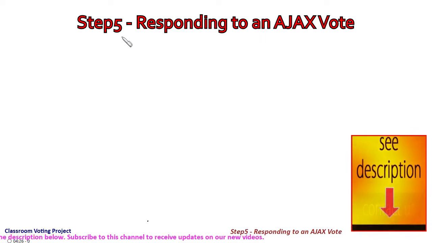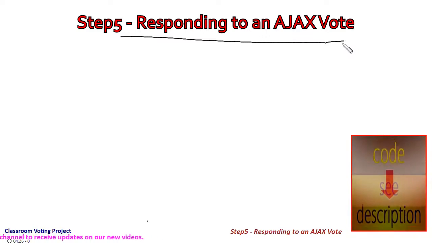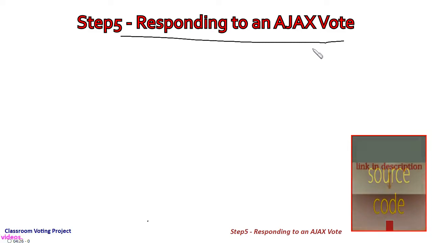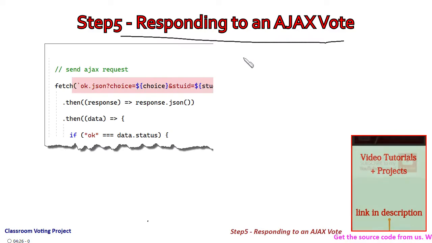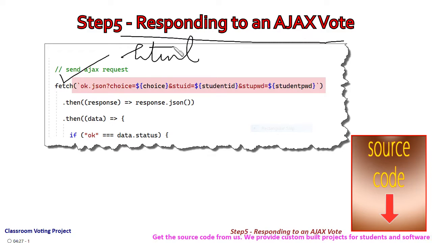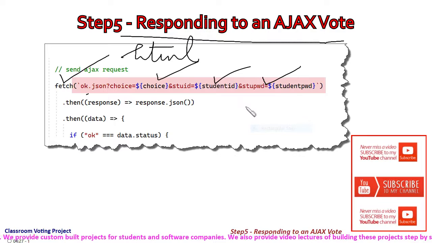In this tutorial, we shall respond to an AJAX request that is coming from the client side. This request is sent by the user when he clicks his vote button. If you see the previous tutorial, we saw that this is a fetch request that comes from the HTML home page. This fetch request brings the choice, student ID and student password in 3 query string variables. So now we have to respond to this request.